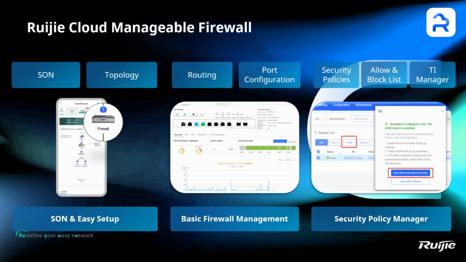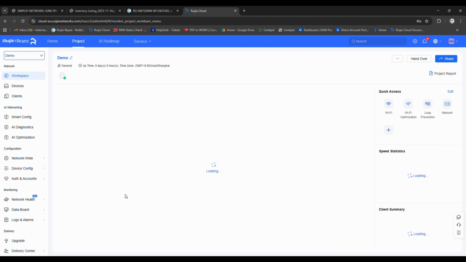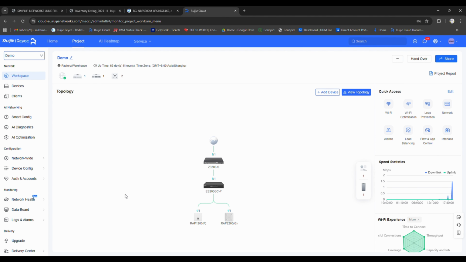And actually, this is what I have in my network, because as you guys know at this point, I normally do presentations with the physical setup. So I actually have a firewall as part of my network here. Let's get into that and go through the interface. Yeah, so this is my live project here. I have a Z3200S in my setup. All right, so this is what I was saying.